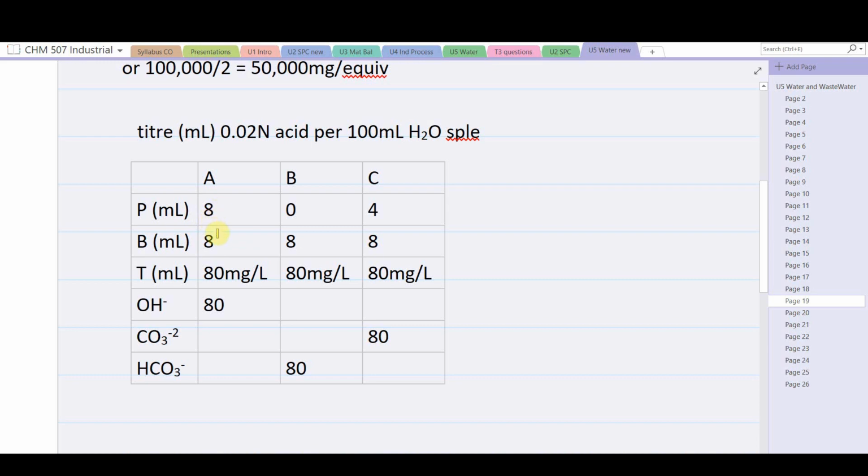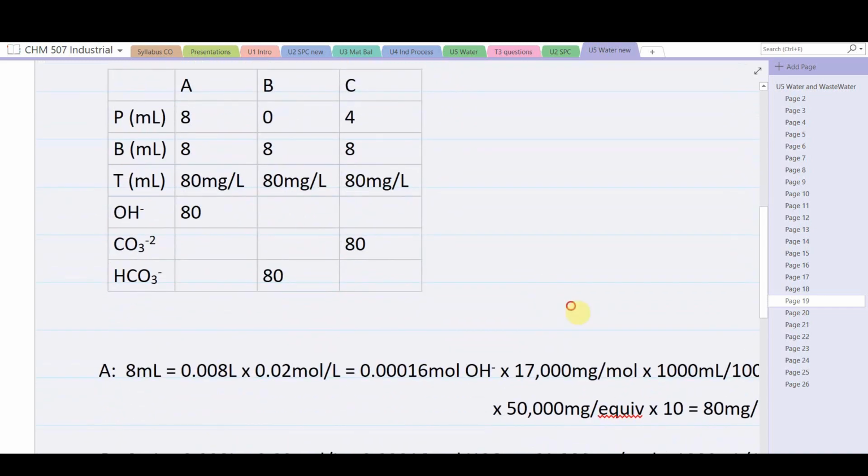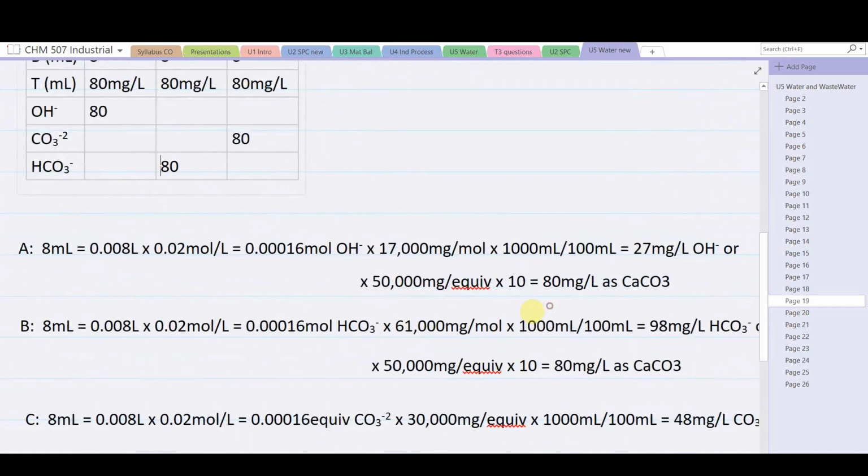So all the alkalinity was present as hydroxide. All hydroxide is titrated by about pH 8.3. So the total alkalinity, using our formula, is 10 milligrams per liter per mil of acid. So that's 80 milligrams per liter. It's all present as hydroxide, but we are reporting it as 80 milligrams per liter as calcium carbonate. Let me show you how that's arrived at.